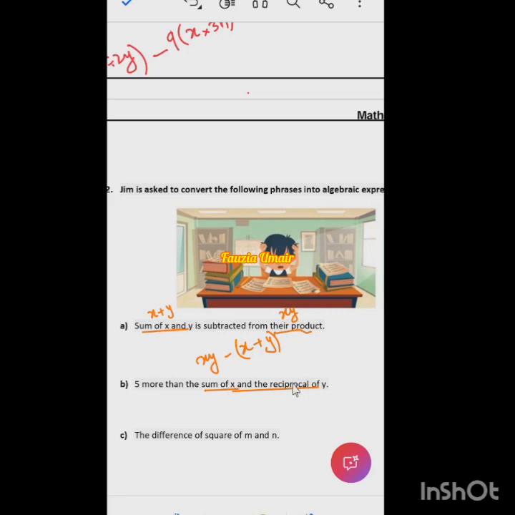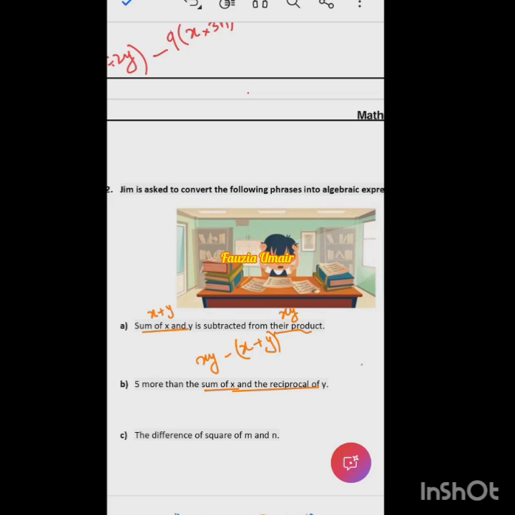What is the reciprocal of y? What is the reciprocal of 2? What is the reciprocal of 2? 2 by 1, 1 by 2.